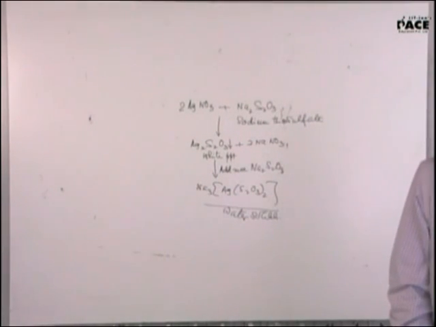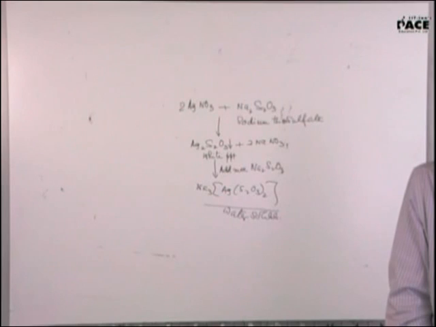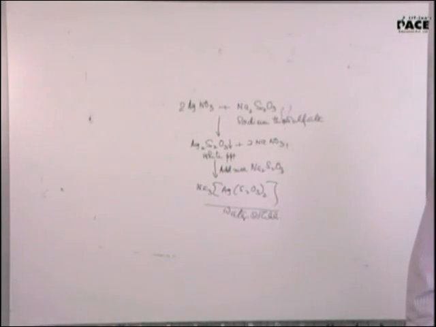If I add sodium thiosulfate to silver nitrate, sodium thiosulfate is colorless, silver nitrate is colorless. I get a white precipitate of silver thiosulfate. If I add more sodium thiosulfate, the silver thiosulfate dissolves to form the bis thiosulfate complex of silver 1, which is water soluble. So the precipitate dissolves.